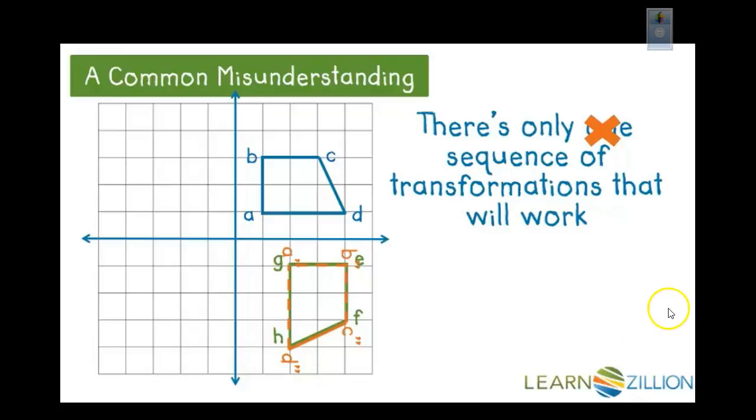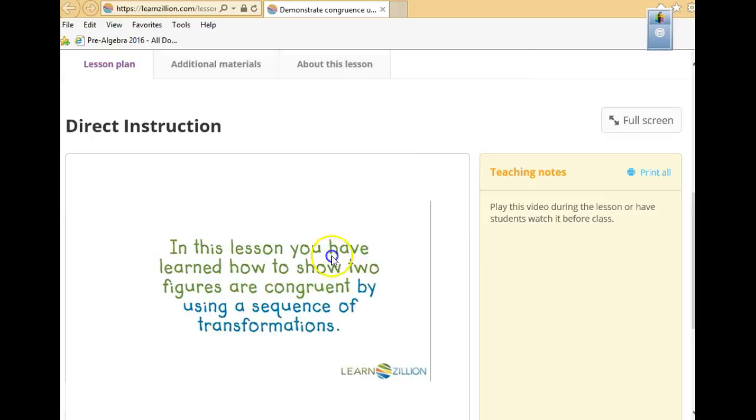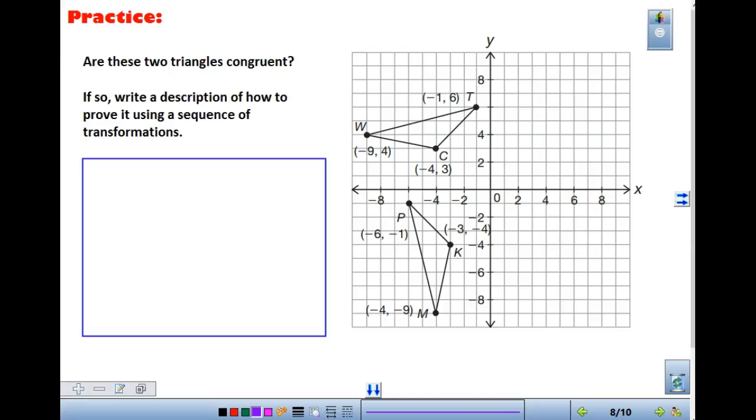Try and see if you can think of another way to achieve this result besides the 2 ways we just showed. In this lesson, you have learned how to show 2 figures are congruent. So we came up with a different one than the ones they did. I want you to turn in your notes right now to this page. Do these 2 look congruent?